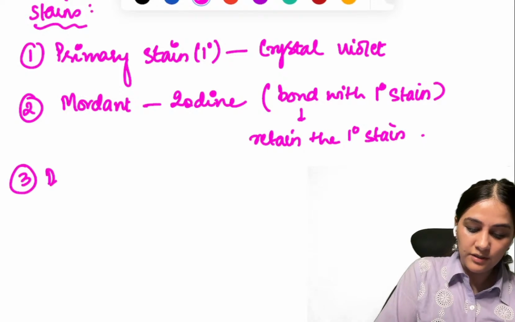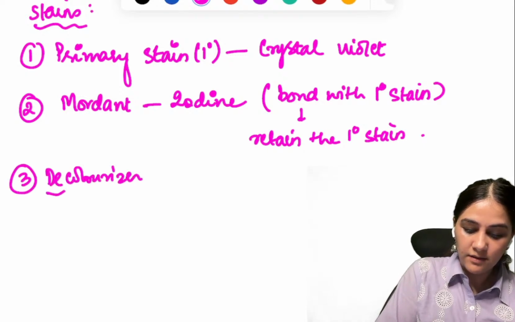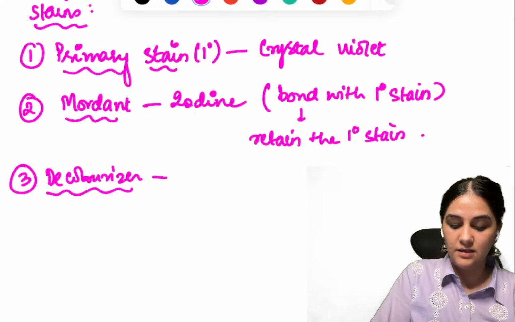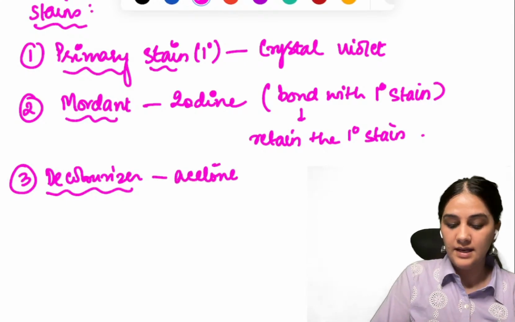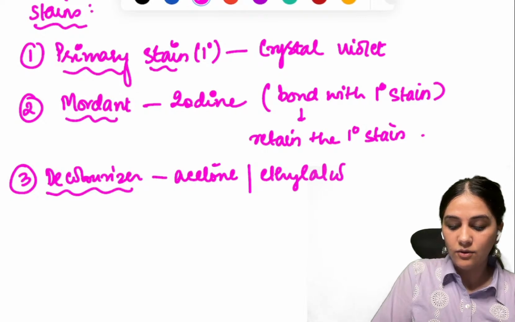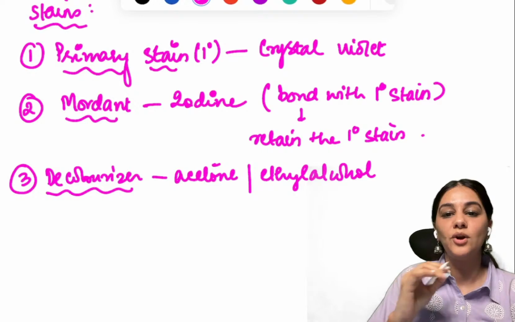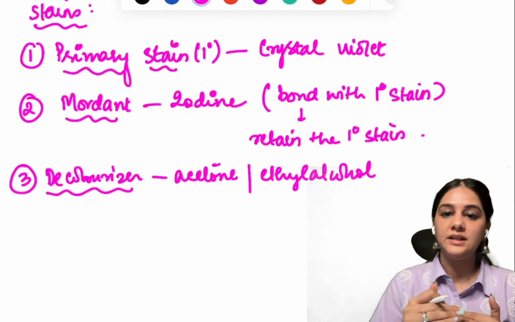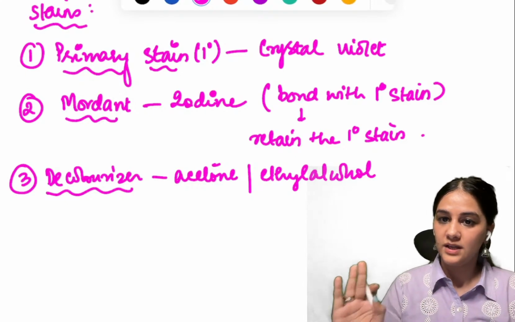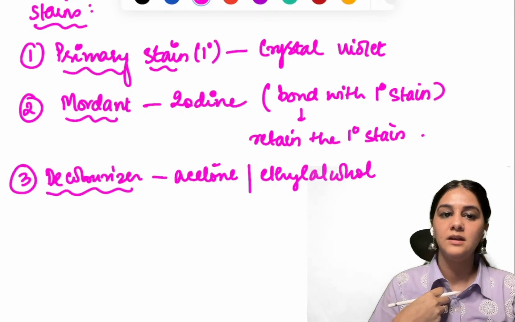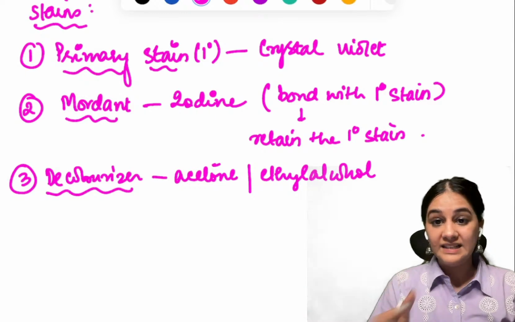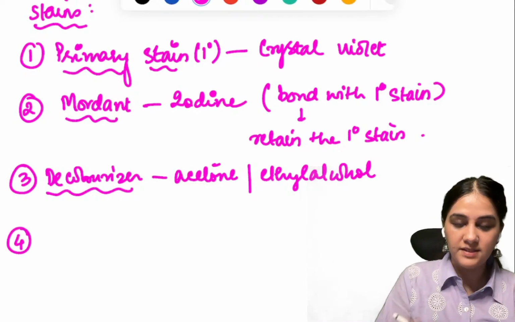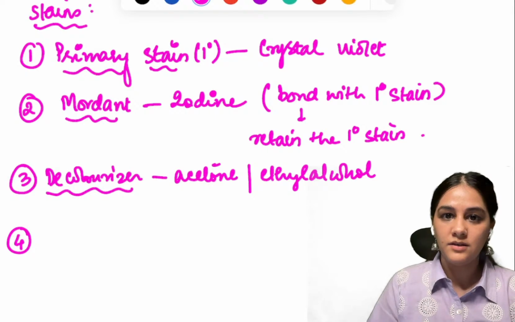Then the third thing that we use here is the decolorizer. So what are the different decolorizers that we can use? We can use two types of decolorizers in gram staining. One being your acetone, right, and the other being your ethyl alcohol. So these are your decolorizers. So what does a decolorizer do? Some bacteria that are unable to retain this primary stain, when we put a decolorizer, it's going to wash off that primary stain from that organism. Right? Some bacteria cannot retain the primary stain. So the decolorizer is going to decolorize or wash off the primary stain and they will become unstained. Right? I'm going to talk about the steps in detail. So just first wait with me and just know what all is required.